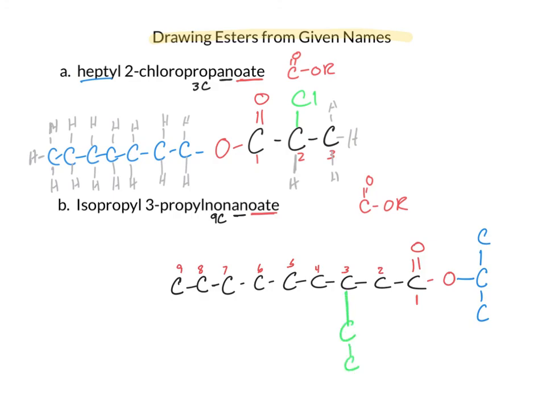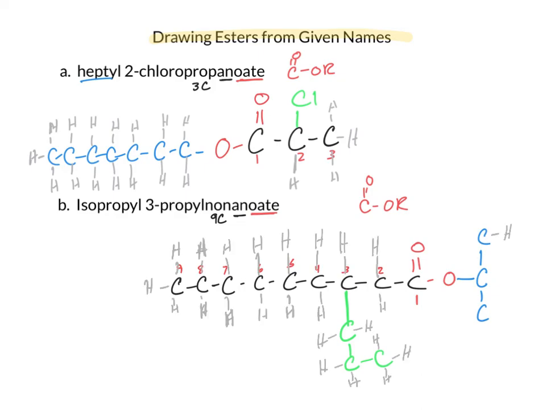We now have our carbon skeleton, and the last part is to add the rest of the hydrogens in, and we will see that we have our product. This is isopropyl 3-propyl nonanoate.